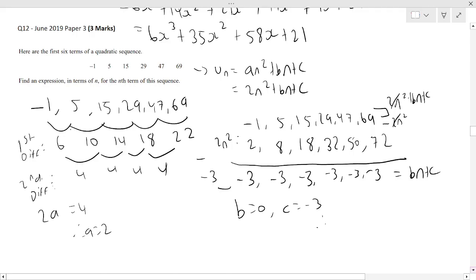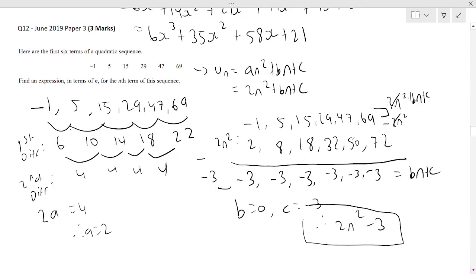So therefore, we found b and c, so our nth term is going to be 2n squared plus 0n, so you'd have -3. So that will be your nth term there.